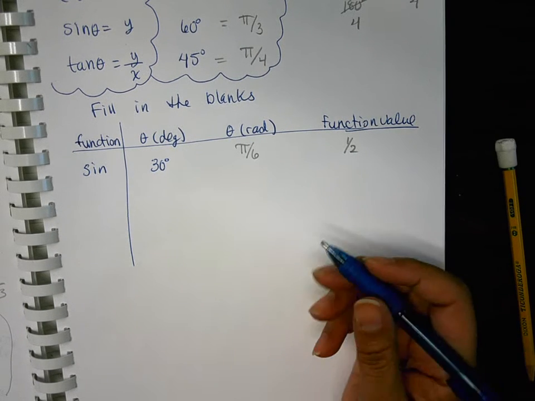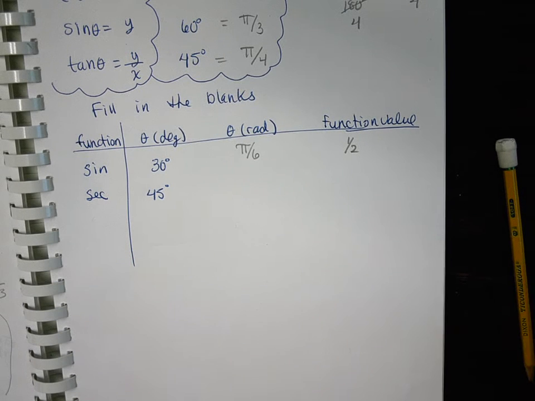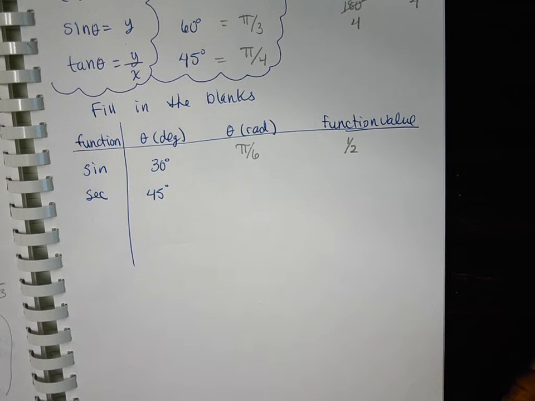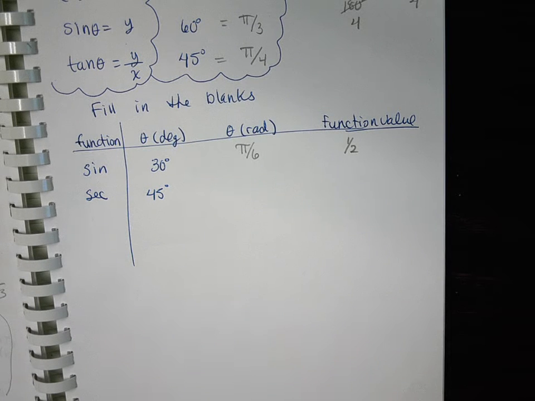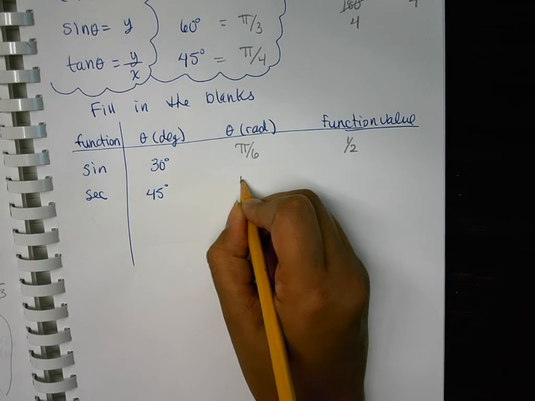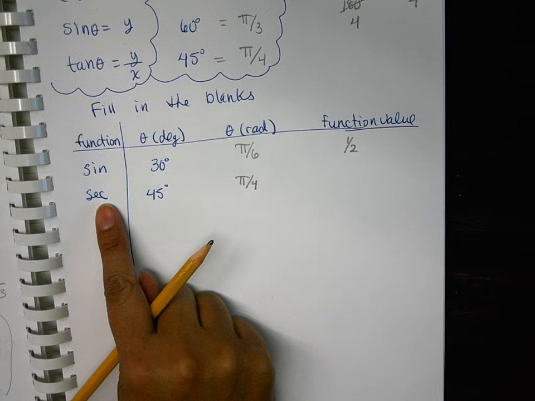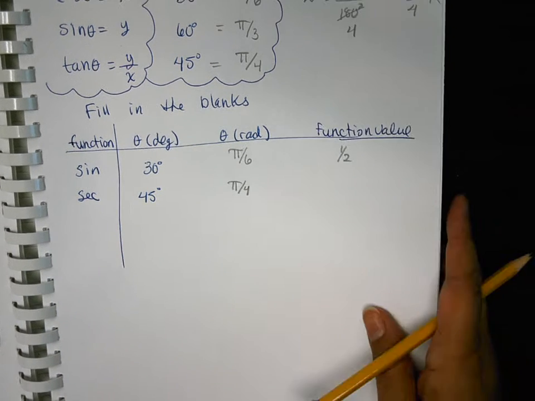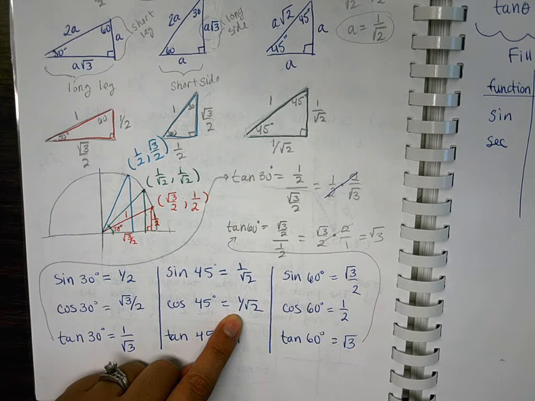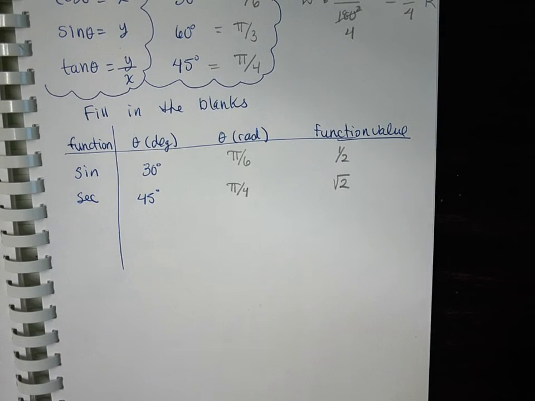I'm going to give you secant and 45 degrees. And what would you fill in here? 45 degrees is equivalent to what? What is it? Pi over 4. Secant is the reciprocal of what? Cosine. Do you guys remember with the letter swap? Okay, so find cosine of 45 and then take the reciprocal. What's cosine of 45? 1 over root 2. So you take the reciprocal, and what do you get? Root 2 would be that number there. Any questions?